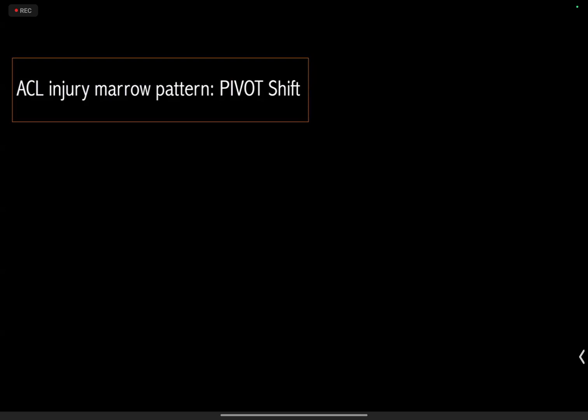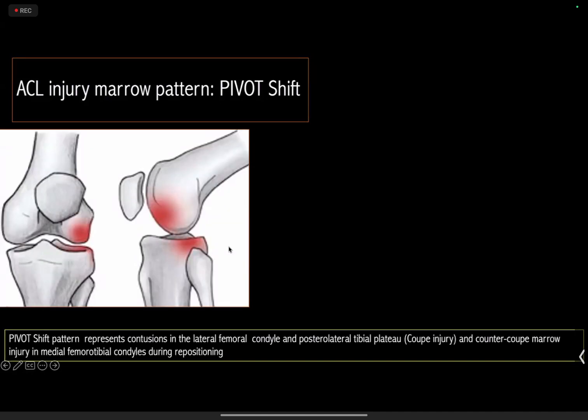Next come the bone bruises. As I described earlier, the presence of a bone bruise, a marrow contusion or a fracture helps us build up confidence that we may be seeing a torn ACL, which may be partly or completely torn. The bone marrow pattern usually seen in an ACL tear is classically that of the pivot shift, where there would be contusions of the lateral femoral condyle and the posterolateral tibial plateau, which would be a coup injury. Then, during the repositioning, there would be marrow injuries along the medial femoral condyle. So there would be a countercoup pattern.